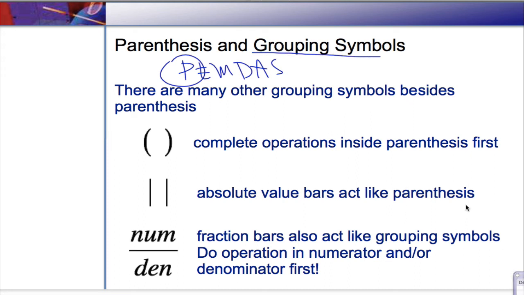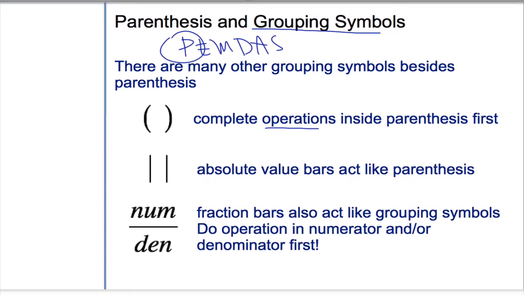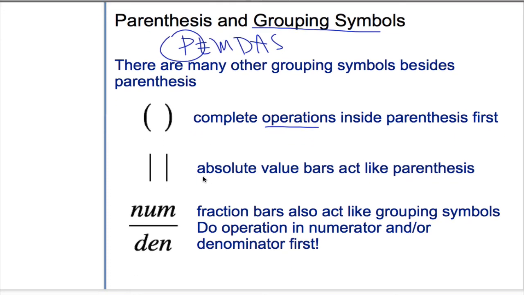So when you're completing the order of operations in a problem, think about parentheses. Of course, complete any operations inside your parentheses first. But there are other things that act like grouping symbols as well. For example, absolute value bars act like parentheses, so you're going to complete any operations inside absolute value bars first. Another thing that you might not think of as a grouping symbol is a fraction bar. They also act like a grouping symbol.